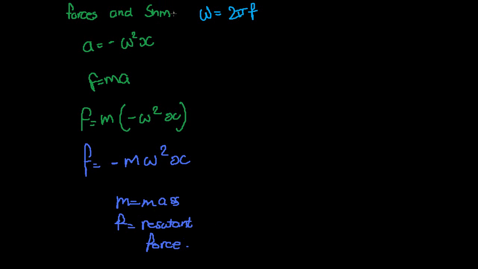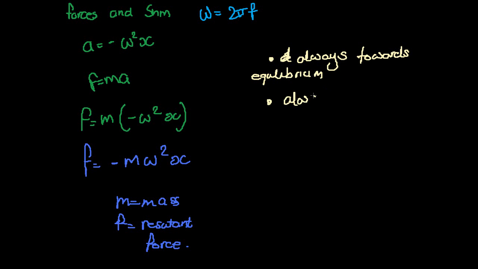So forces acting on the object must therefore give a resultant force, and these are the two rules that it always follows: always towards equilibrium, and it's always proportional to displacement.